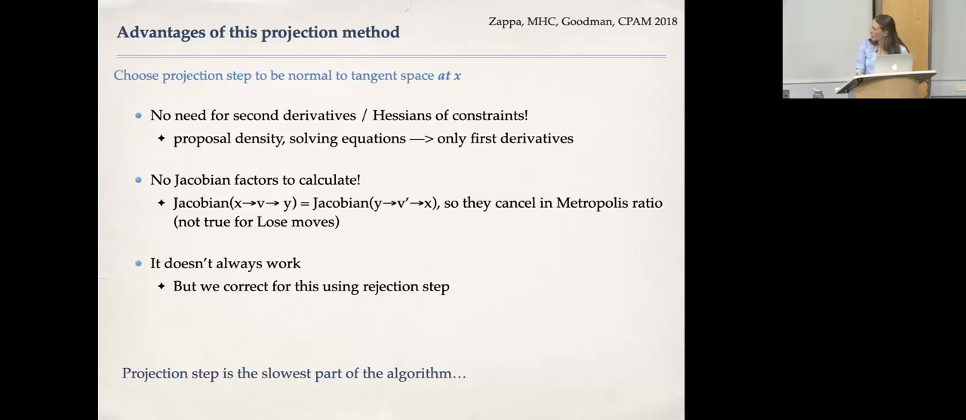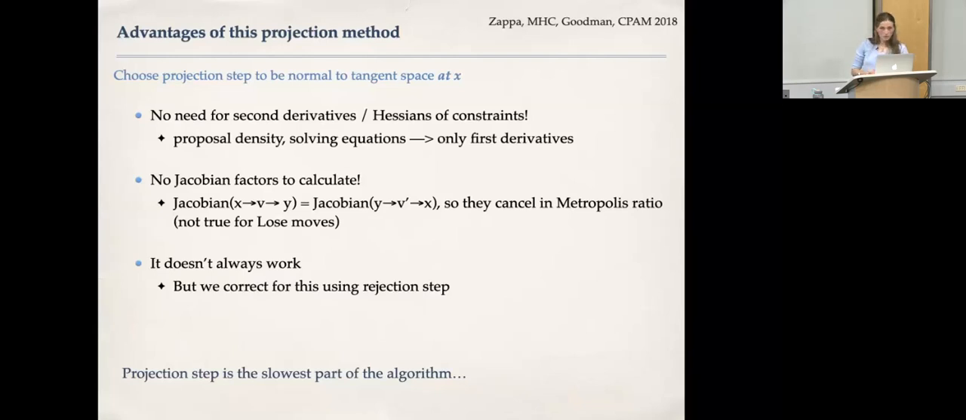Another advantage is that we never have to calculate Jacobian factors. When we work out the proposal densities, we're actually changing variables a few times. To go from x to y, I first propose a move v, then I project that down. So I'm distorting my area measure as I go from v space, tangent space, to y space. There's a Jacobian involved in that I would need to calculate. But we can show that this Jacobian equals the Jacobian for the reverse move. If I'm going from y, I propose a reverse v prime, and then I project to get x. Those Jacobian factors are the same for some interesting geometrical reasons. So they cancel in the Metropolis ratio, so I don't need to calculate them. And that's another big advantage.